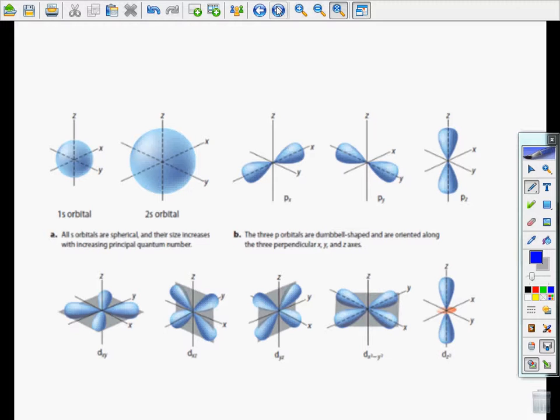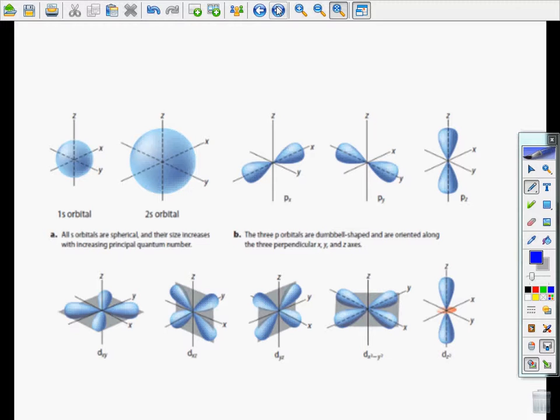An S orbital is a spherical shape. What that means is the electrons in an S orbital can be anywhere within that sphere, and the nucleus is in the middle. Electrons don't have to stay in one place. They can move around. The orbitals are just the spaces where they're most likely to be found.